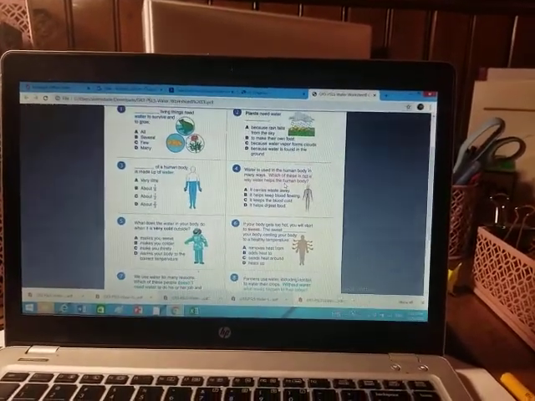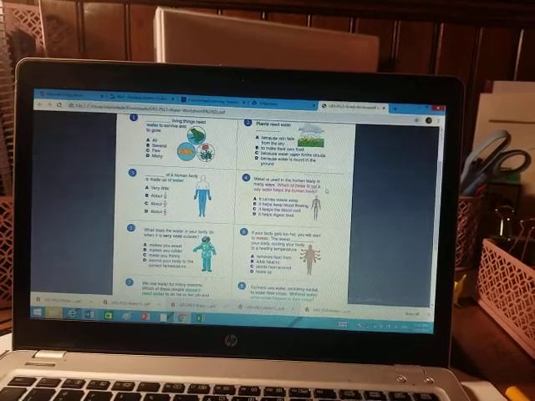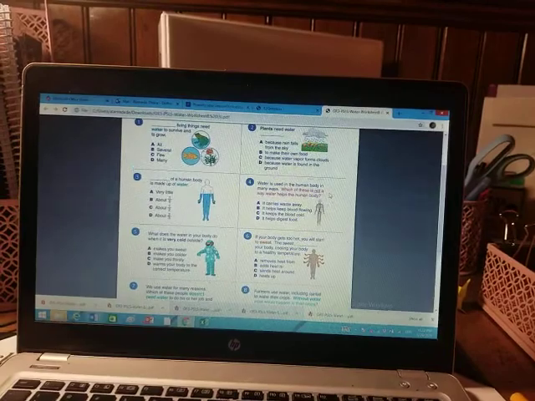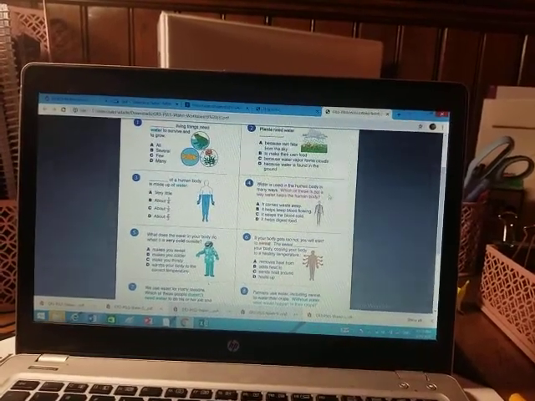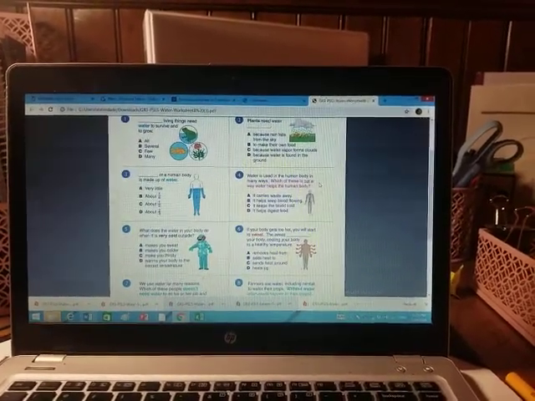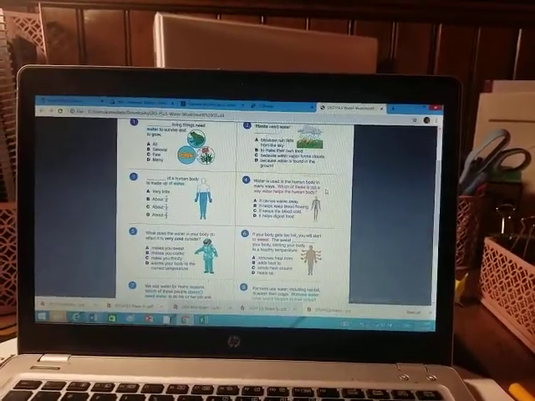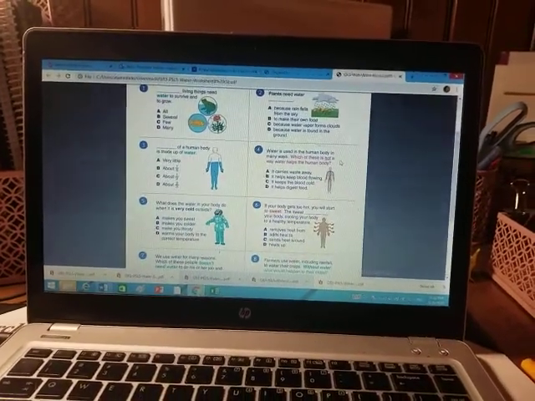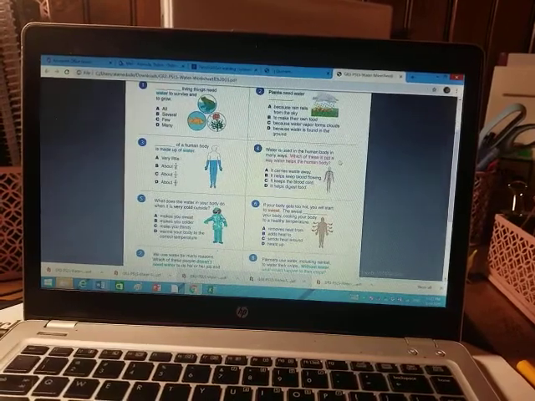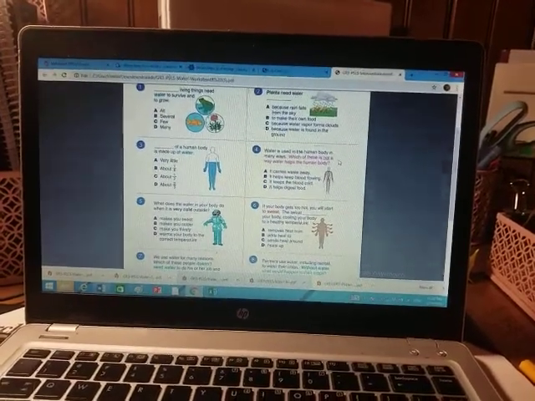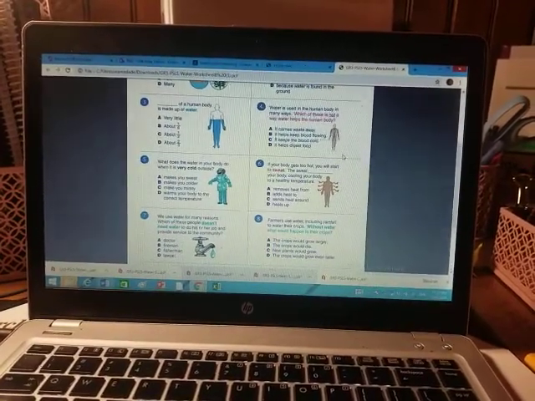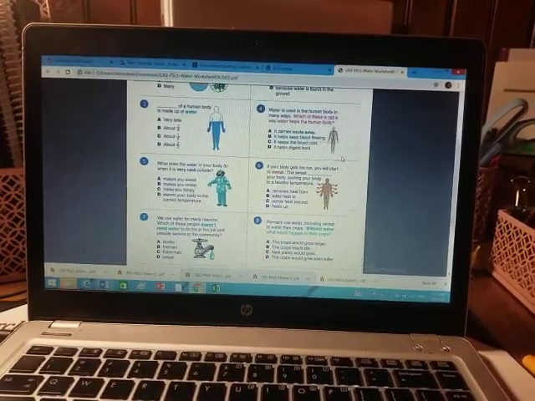Number 4, water is used in the human body in many ways. Which of these is not a way water helps the human body? So tell me, which is not a way for water to help the human body? Tell me the one that's not real, not true. It carries waste away, it helps keep blood flowing, keeps the body cold, or it helps digest food, which is not the correct one.